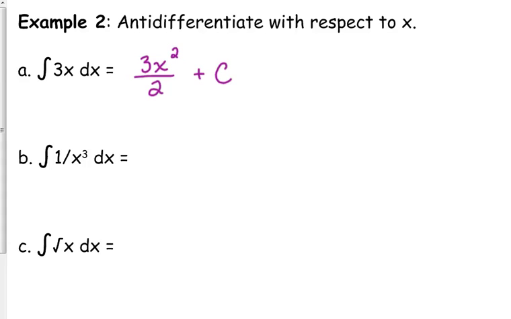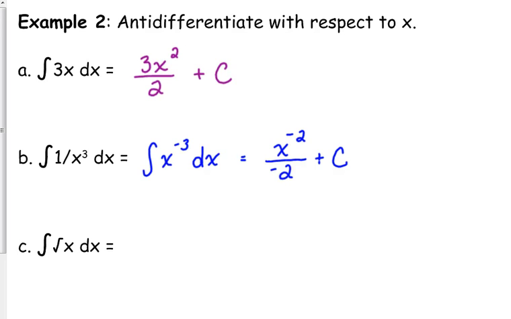So just like we would do with derivatives, if we were taking the derivative of 1 over x cubed, we would rewrite it as x to the negative third. Rewrite it, then apply the rule. We add 1 to the exponent, so that becomes negative 2. We divide by the new exponent and add c to the end.